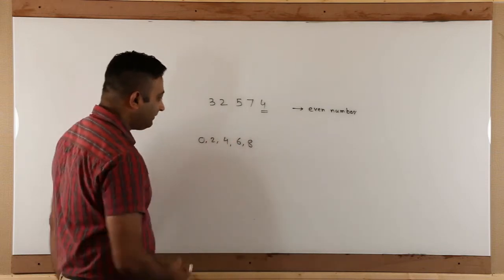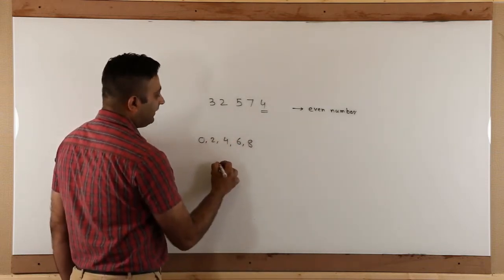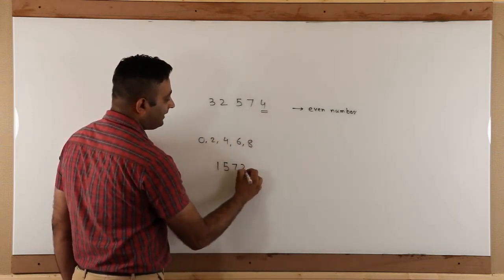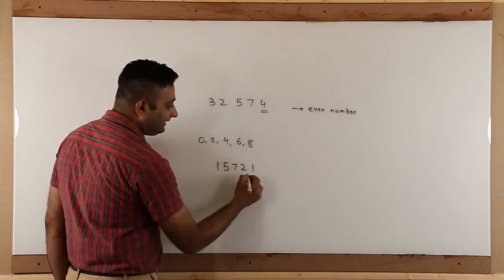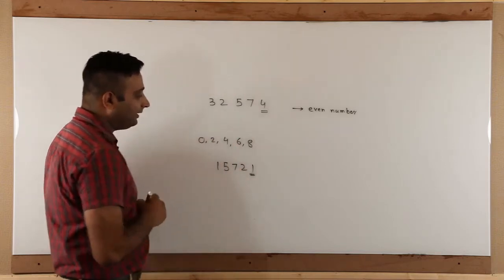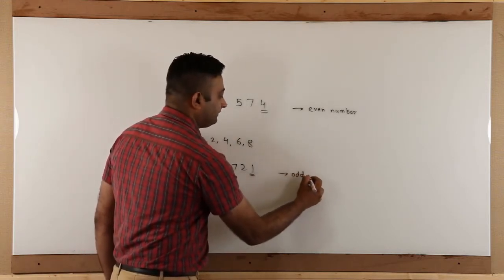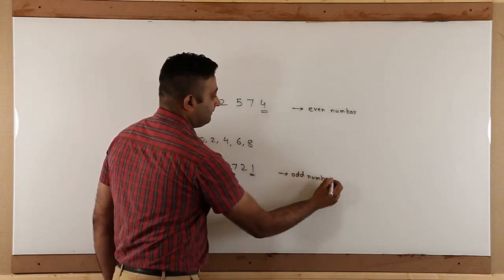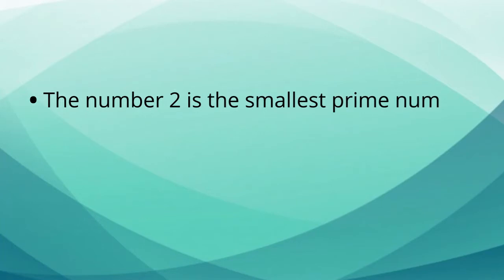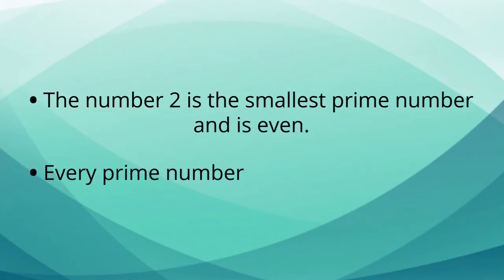Similarly, we can take some other examples. We can write a number 15721. Now we can see that the units place number is 1. Hence, it is an odd number. Dear students, note that the number 2 is the smallest prime number and is even. Every prime number other than 2 is odd.